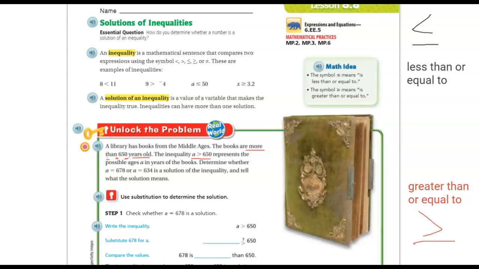So checking whether A equals 678 is a solution, that's step one. So we write the inequality, we substitute the 678 for A, and we compare the values. 678 is greater than 650. The inequality is true when A equals 678, so A equals 678 is a solution.